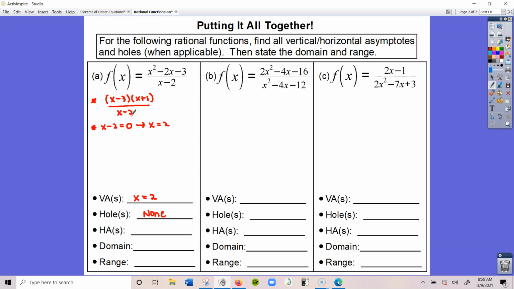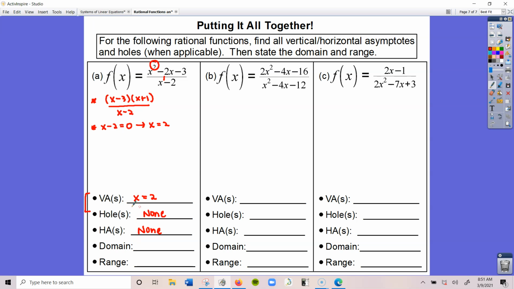For the horizontal asymptote, you're just going to look at the original function and compare the degree of the numerator with the degree of the denominator. The degree of the numerator is 2, and the degree of the denominator is 1. So since the numerator has a degree that is larger than the denominator, that means that there is no horizontal asymptote.